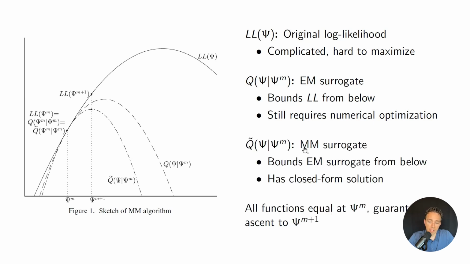But then the MM algorithm is going to use a surrogate function Q tilde that bounds the EM surrogate function from below, and it has a closed form solution. So Q tilde is really useful because it has a closed form solution, so we don't have to rely on the computer deriving or recomputing the Hessian every time. And all of these functions are going to be equal to each other at the parameter values of the current iteration. And so this can help us to make sure that we're going to climb up to the top of this hill like we want.